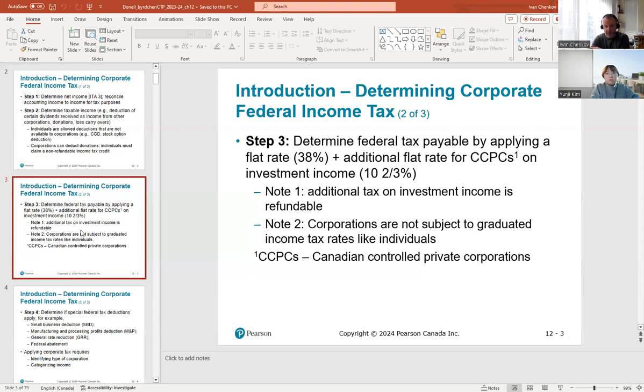That is refundable, and corporations are not subject to income tax rates like individuals. There's no scale here for small income, high income, anything like that. Individuals have a rate based on their income, and based on that income, that will be the rate. For a corporation, it's a flat rate. It's 38%, and that's all.